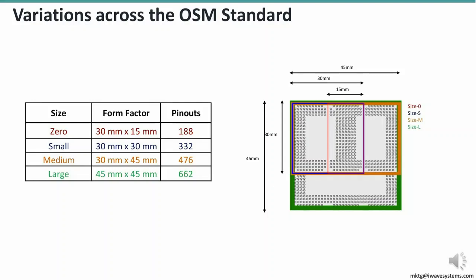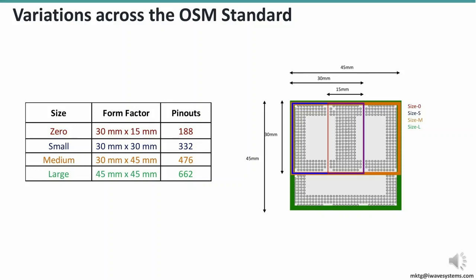And this is structured in such a way that one can develop a carrier board that can accommodate from the 0. You see the red color mark, which is the center, which is just a 30 cross 15, and then the blue one which incorporates 0 and then small, so it incorporates both. And the medium, which is the orange color you see, which is a 30 into 45, incorporates both the 0 size red and the small, and then medium, similarly large as well. So this is a very nice concept.